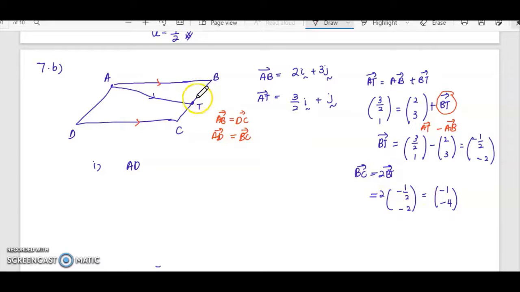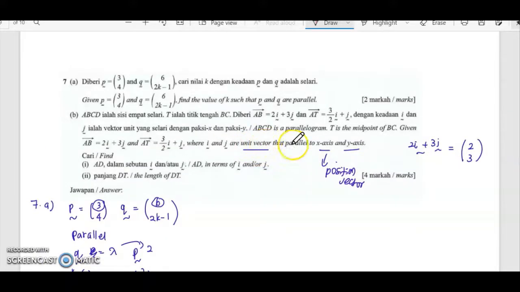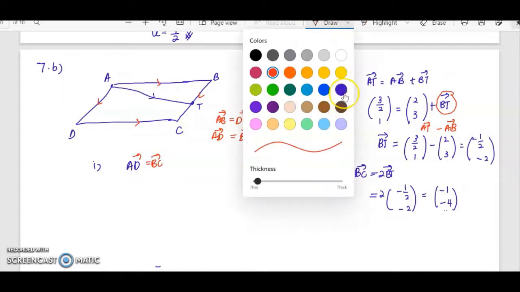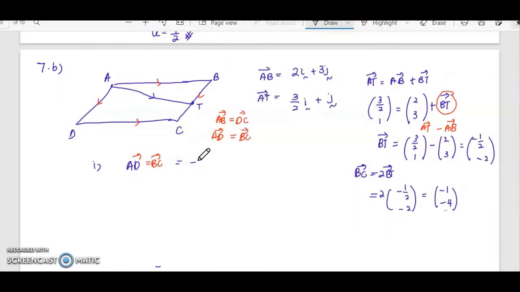And then vector BC is equal to 2BT. Why? Because it is given that the point T is the midpoint of BC. So BC is 2 times BT. So we multiply this part, so it equals (negative 1, negative 4). Since vector AD is equal to the vector BC, the answer is (negative 1, negative 4). To change this part, I have to convert back into the form of i and j. So it will be negative i minus 4j. So that is the vector AD.